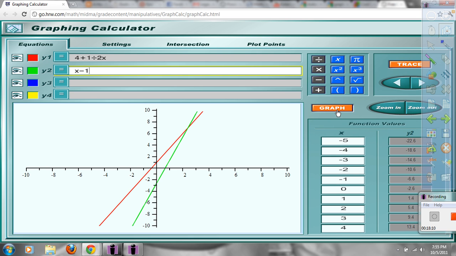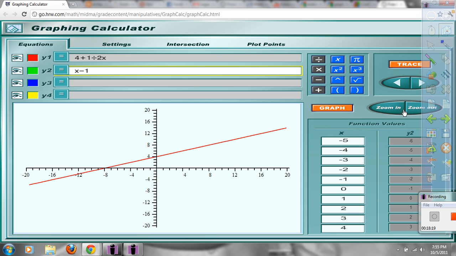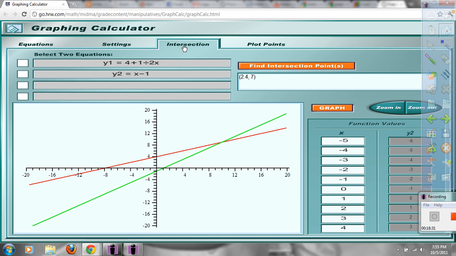And we want to graph it. Okay, so there's our two equations. You can't see it real well. Let me zoom out a little bit. There's our intersection. So you can see we want to know where do these meet, because that tells us that's the only place where these two lines are exactly the same. And that's what we want to know. So we want to know the intersection of both of our lines.